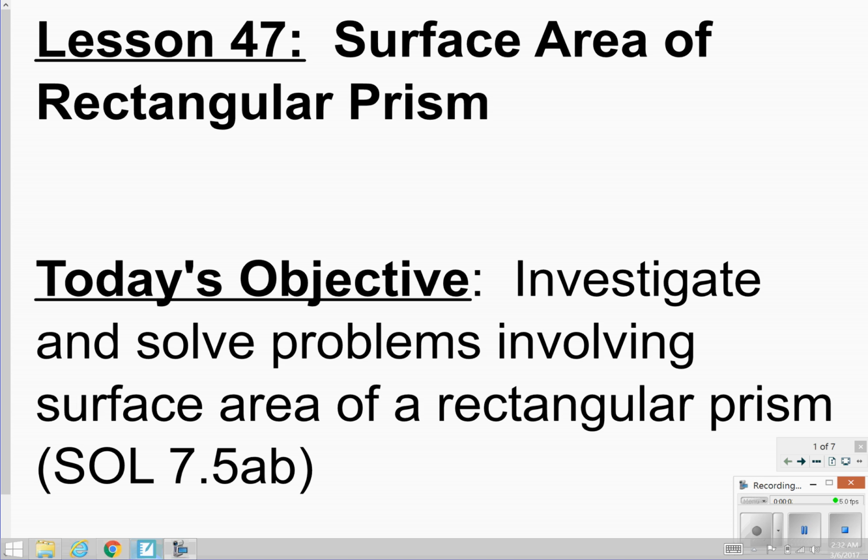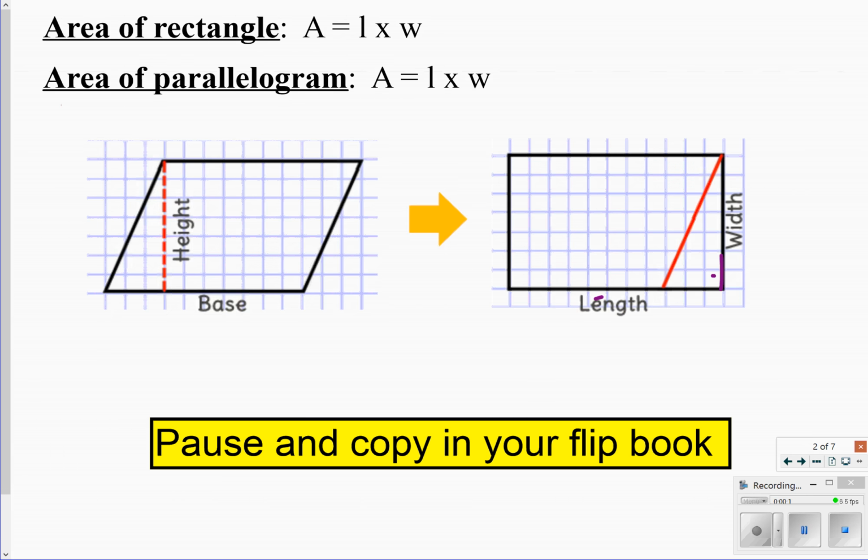Hi, welcome back. Today we're going to talk about rectangular prisms and we're going to talk about their surface area. So surface area is different than volume because it's covering the outside part of whatever shape we're looking at. Before we start with the actual surface area, let's review a little bit about the area of a rectangle or area of a parallelogram.